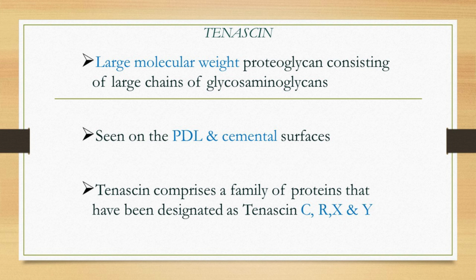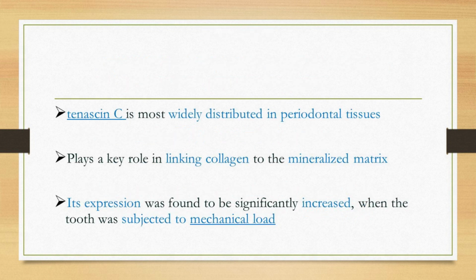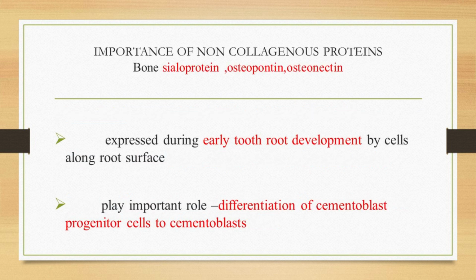Tenascin comprises a family of proteins that has been designated as tenascin C, R, X and Y. Tenascin is widely distributed in periodontal tissues and has a key role in linking the collagen to the mineralized matrix. Tenascin expression is found to be significantly increased when the tooth is subjected to mechanical load.